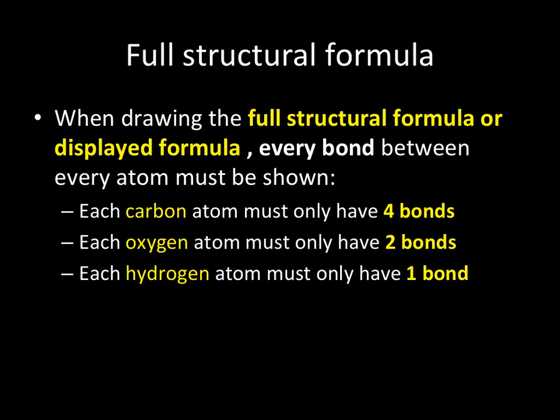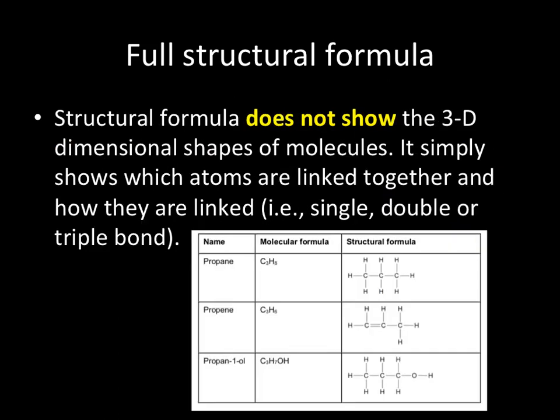When drawing the full structural formula, there are some things that you will need to remember. First of all, every carbon can only form 4 bonds, every oxygen can only have 2, and every hydrogen can only have 1. Now, the full structural formula doesn't show the three-dimensional shape of a molecule. It just basically tells us how they are linked together, for example, whether they are linked in a single, double, or triple bond.